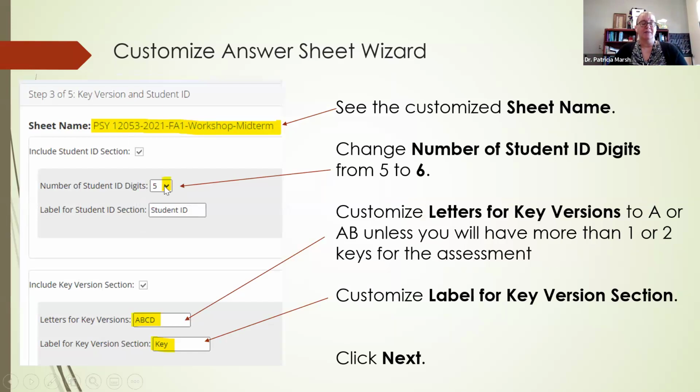This screen is basically asking you to, again, further customize it. Well, OUAZ has a 6-digit student ID code, so I changed that number to 6. You could change what it appears as on the bubble sheet, but I just leave the default of student ID. It's asking for the letter of the key version. This is usually if you're going to have one or more versions of a test.